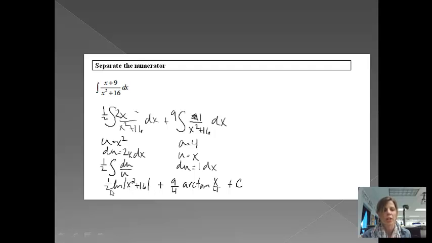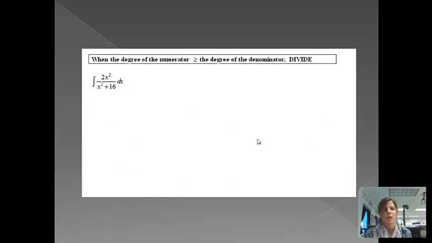One change that I could do here on this one, if I have a 1/2 sitting here, I can always bump it up to the power. So an alternate way of writing this answer would be natural log square root of x squared plus 16 plus 9/4 arctan x over 4 plus c. Right. Another trick here, if we look at this, these problems are all very similar.